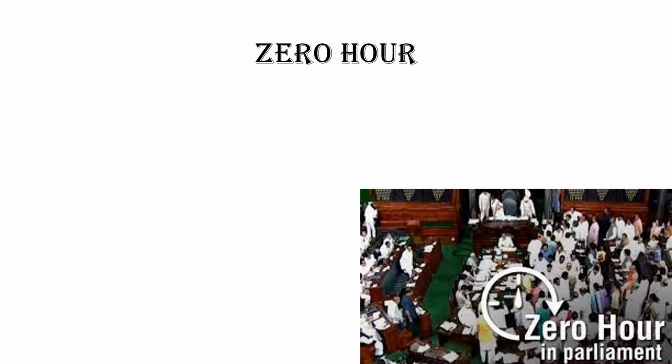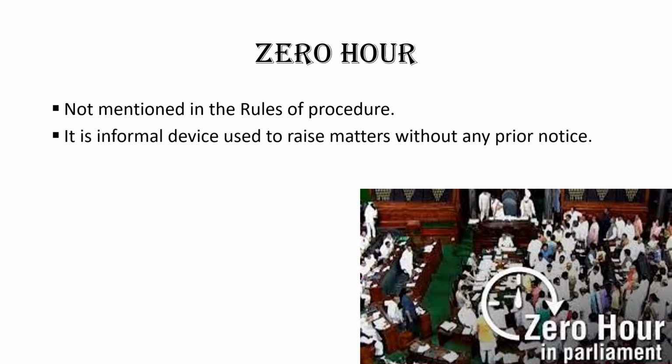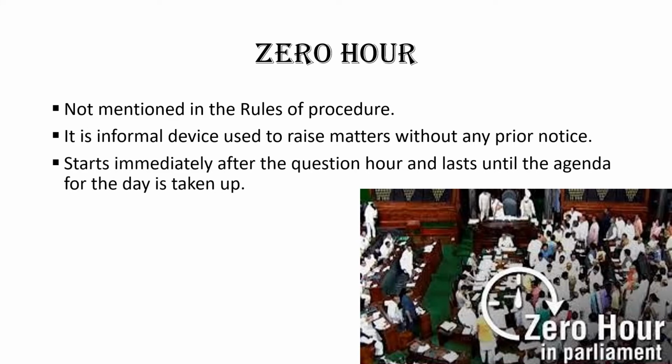The second device is the 0 hour. Unlike the question hour, the 0 hour is not mentioned in the rules of procedure. Thus, it is an informal device available to the members of the parliament to raise matters without any prior notice. The 0 hour starts immediately after the question hour and lasts until the agenda for the day is taken up. In other words, the time gap between the question hour and the agenda is known as the 0 hour. It is an Indian innovation in the field of parliamentary procedures and has been in existence since 1962.